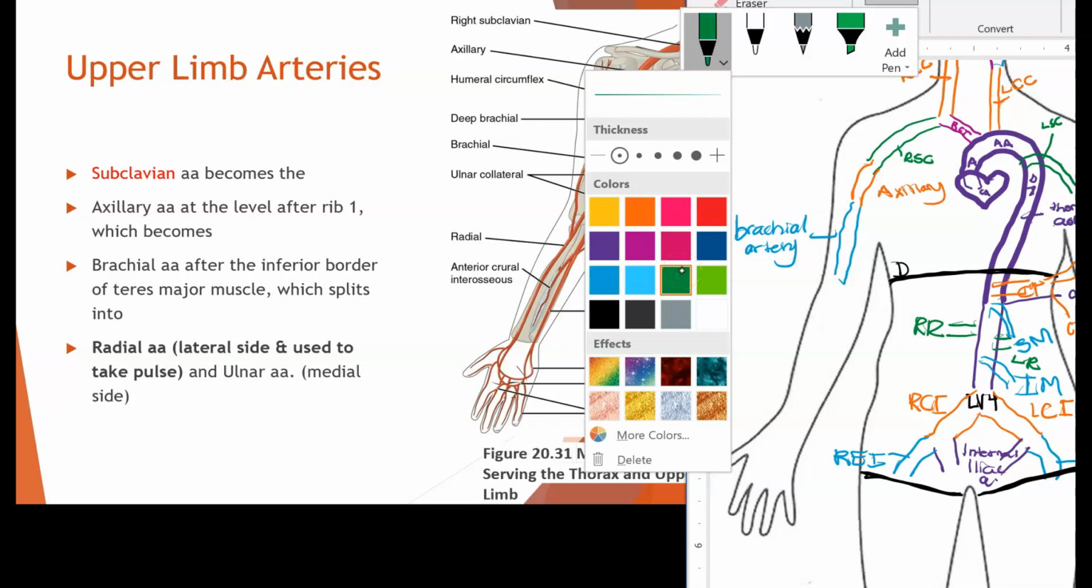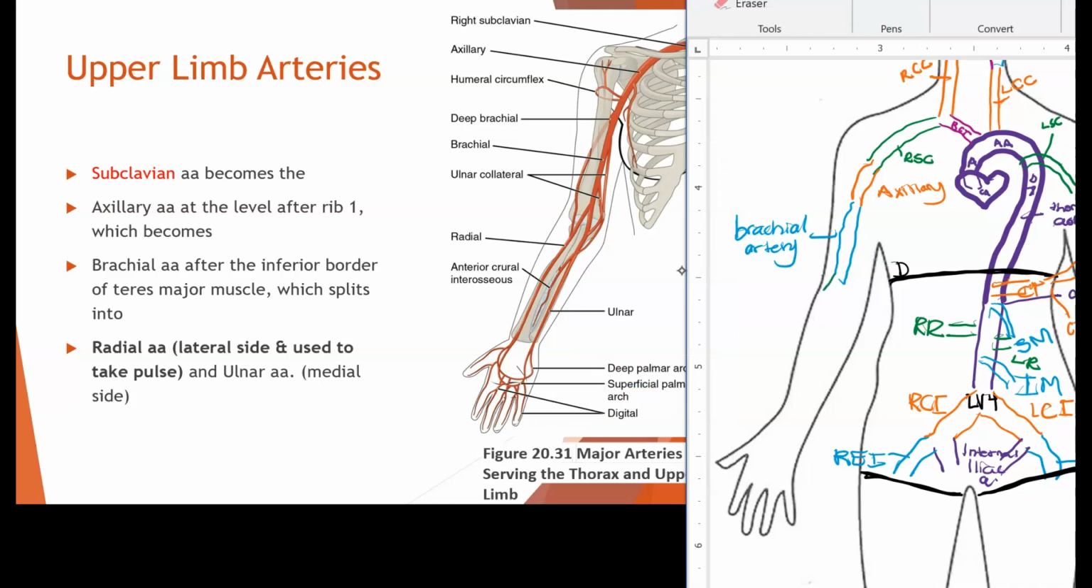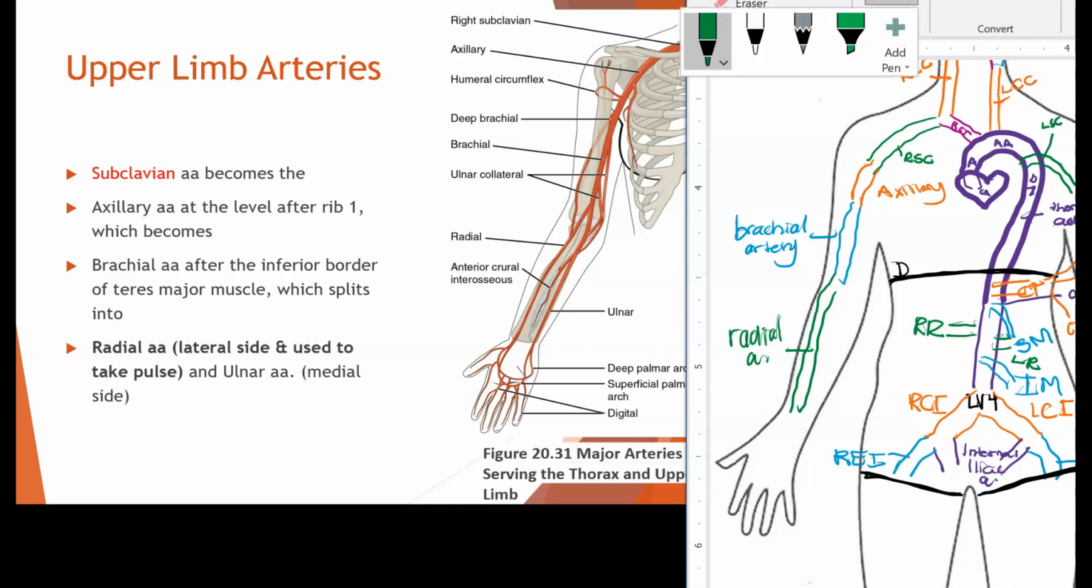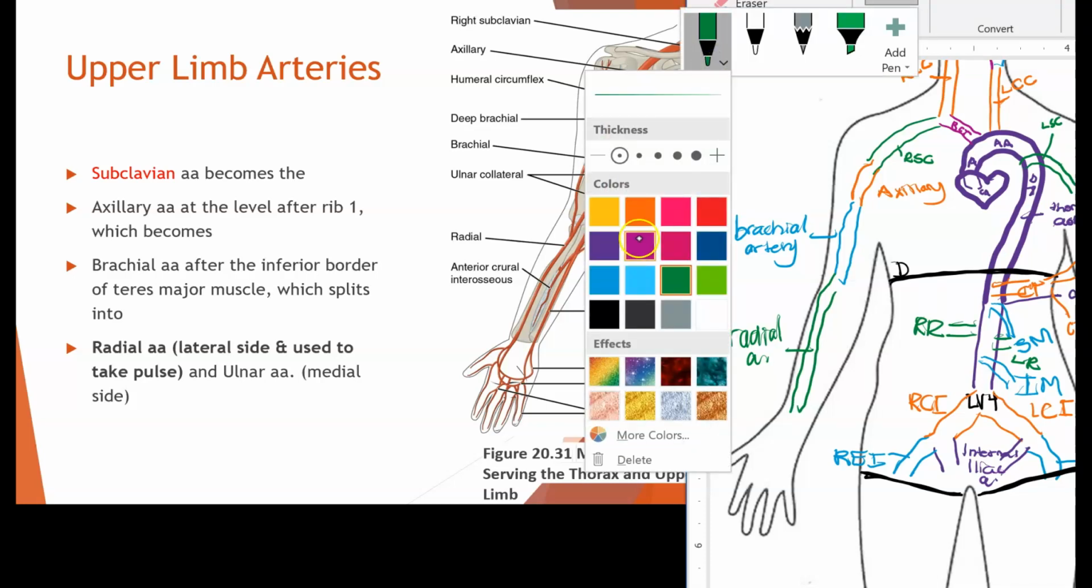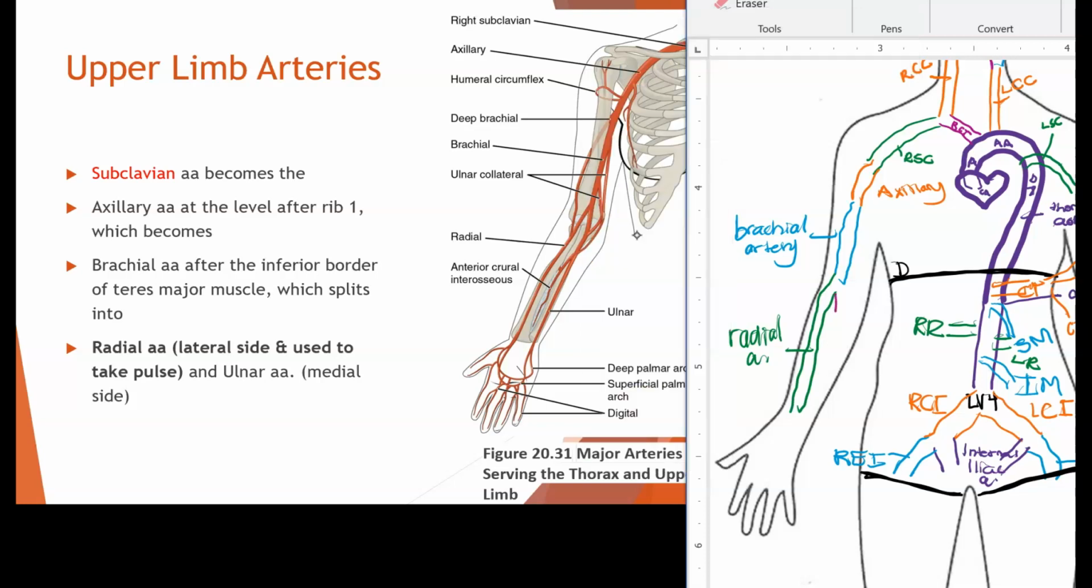Okay, and then once we get to the region of the elbow, this brachial artery bifurcates. It splits, and we have our radial artery. And of course, this would be a right radial artery because we have a left radial artery in the other limb. And the other vessel that we're going to split in from the brachial artery is the ulnar artery.